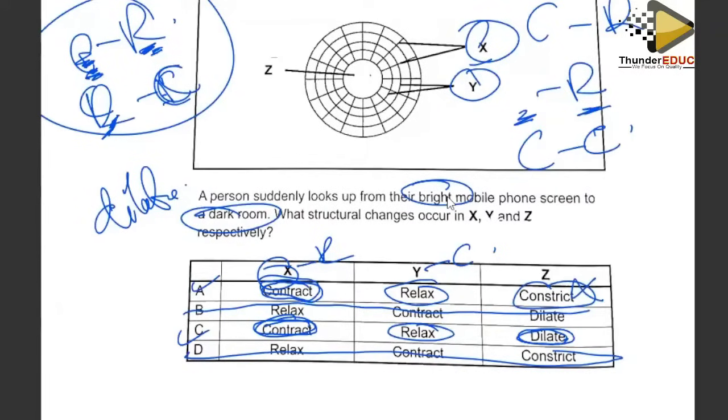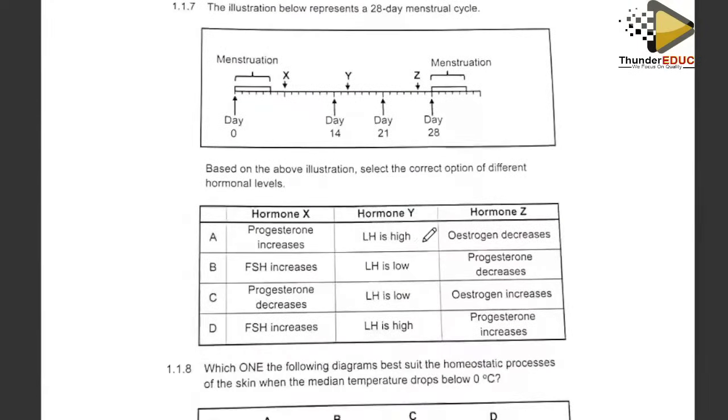Constrict. This one becomes wrong. This one becomes more right. So the most correct answer becomes C. Yes, it's simple like that. You just need to know the mechanism, how it works. All right, that is 1.6.